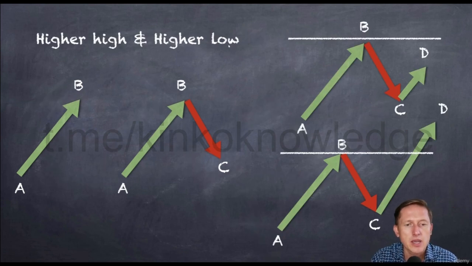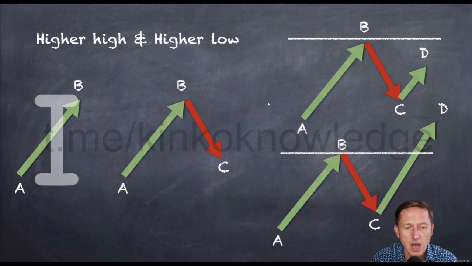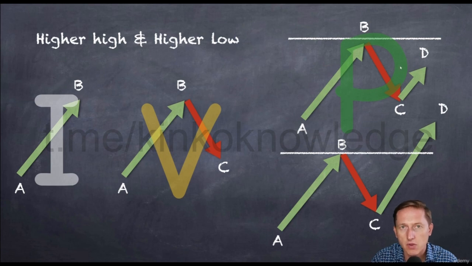Let's jump into the higher high and higher low scenario. So again, impulse, and then we have a pullback to C, which is the higher low, and two options. First, another impulse would be a lower high, or second option, the impulse would be a higher high, so the point D would be above point B. And again, this is our I wave, this is our V wave, and this scenario, based on three waves, is our P wave. Another one is an N wave.